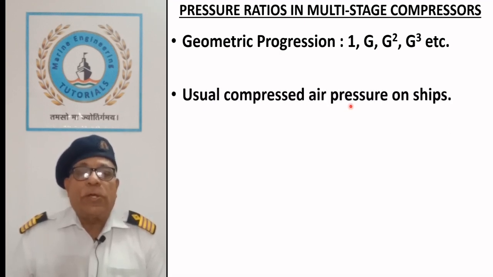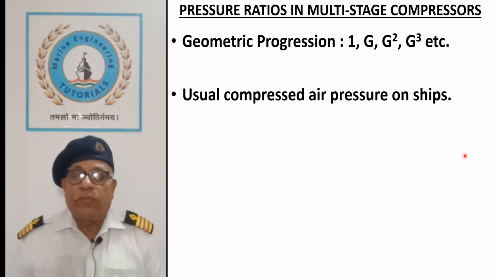Usual compressed air pressure on ships. Ships are usually equipped with compressed air system having maximum pressure of 25 or 30 bar, employing two-stage compressors.